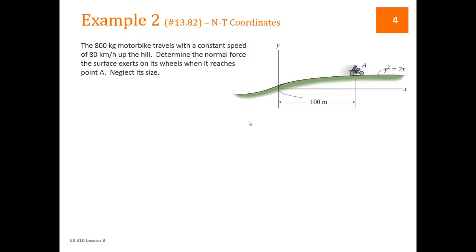Example 2 is going to use the NT coordinates, or the normal tangential coordinates, because we're given information about this hill that our motorbike is moving on. So when we're given information about the curve, we're usually going to use the NT coordinates. So we have a motorbike. It's 800 kilograms is its mass. It's moving with a constant speed. So constant speed means speed is 80 and speed dot is 0. We're supposed to determine the normal force the surface exerts on its wheels when it reaches point A.